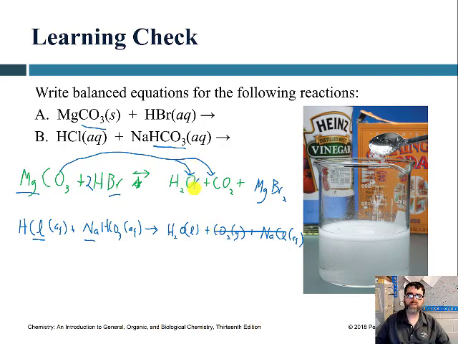Coming back up here to squeeze in my states of matter on the products, at least the reactants that was given to us, we have liquid water, gaseous carbon dioxide, and magnesium bromide is also soluble, so it would be aqueous.